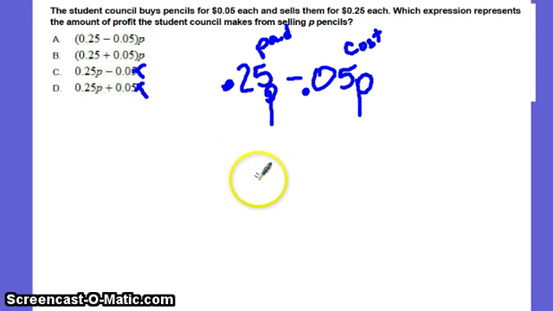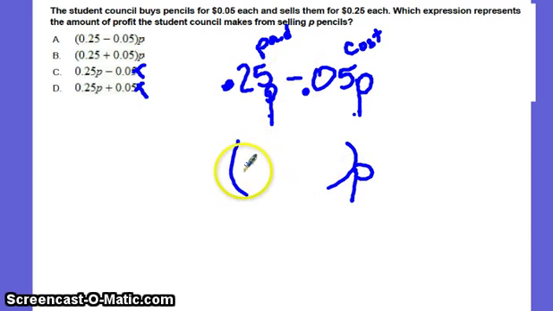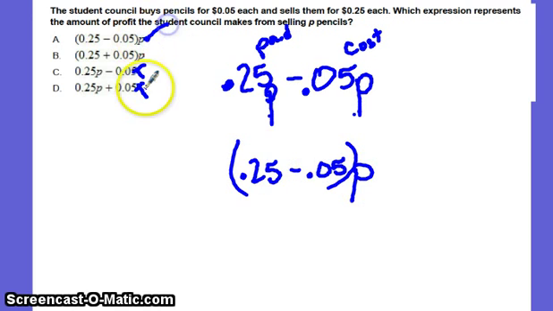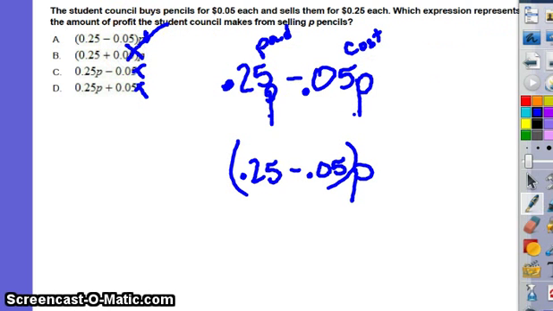Now what they've done is they've taken this P out and put it outside the parentheses. So what's left? A. We're going to subtract how much they get for it and subtract how much they paid for it, and that's going to tell you their profit. So A is the correct answer there.